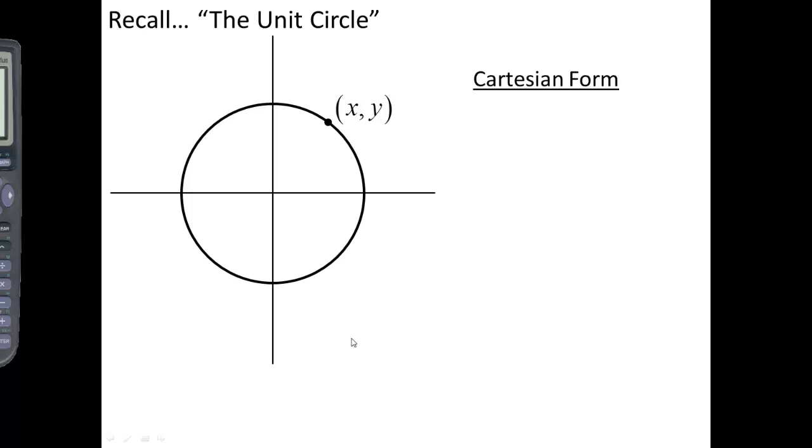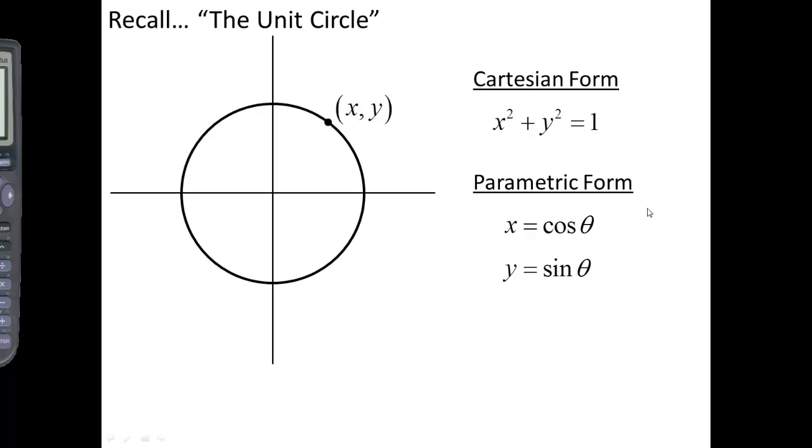Now remember, the Cartesian or rectangular form of that equation was just x squared plus y squared equals 1. Because of course again the center is at 0, 0 and the radius is 1. But we can also use a parametric form to describe that exact same circle. And the parametric form is once again something you've been using all along. X equals cosine of theta, y equals sine of theta. In other words, x and y are defined completely independent of each other, both with respect to some third variable, in this case theta, representing the parameter.